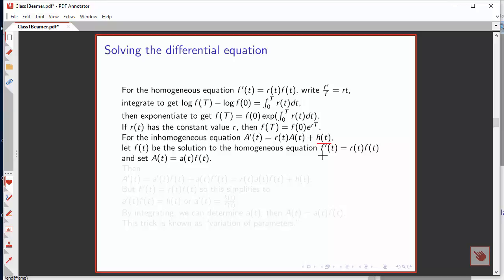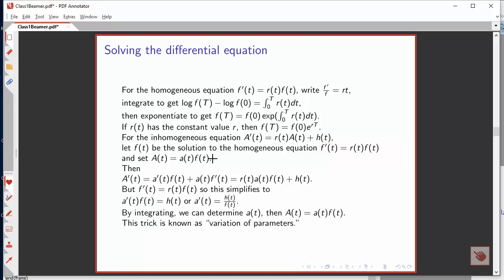There's a well-known trick for solving these problems. You let f of t be the solution of the homogeneous equation without the h. So in that case, f prime of t will just equal the interest rate times f itself, and then the trick is to set the balance equal to some function little a, which will have to be determined, times f of t. You may have seen this somewhere else. It's known as the variation of parameters trick, and it always works.